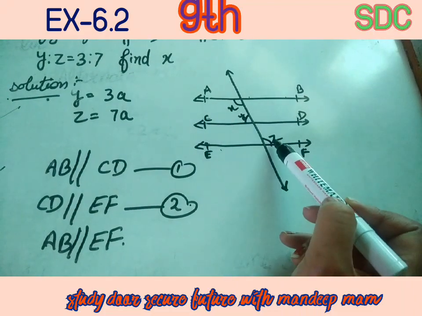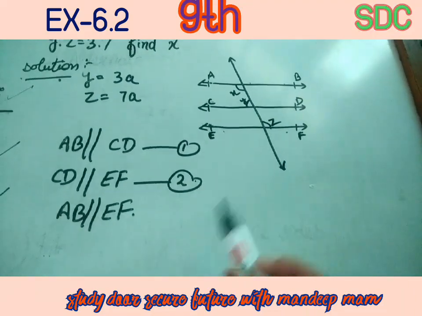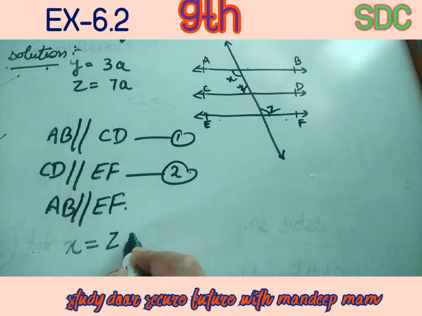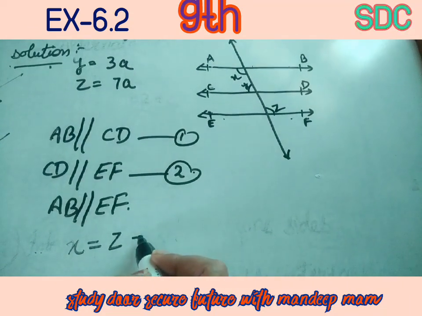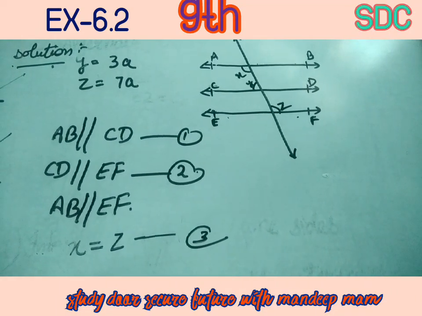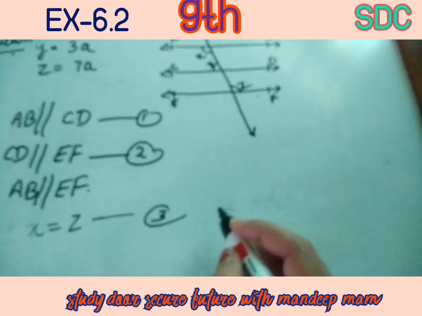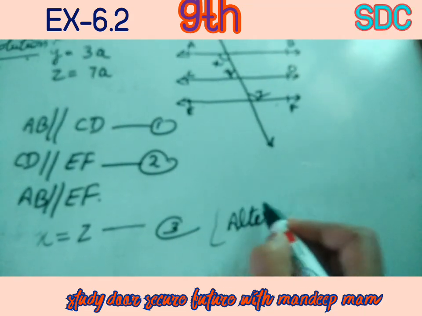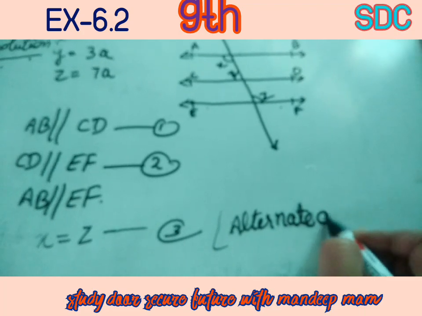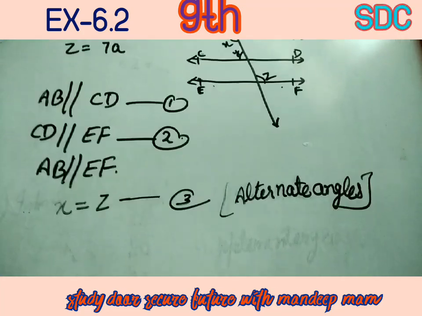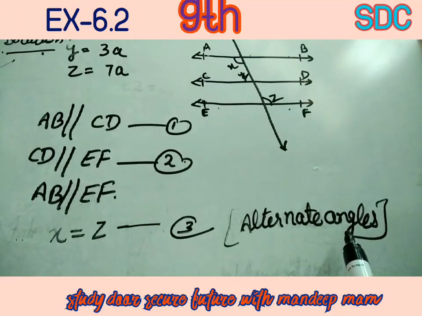Now we find that AB is parallel to EF. So X and Z are alternate angles, so both will be equal. Angle X is equal to angle Z. We take it as equation 3. What is the reason for it? Both are alternate angles.